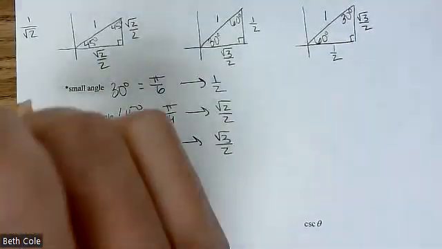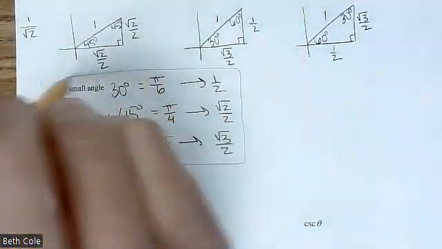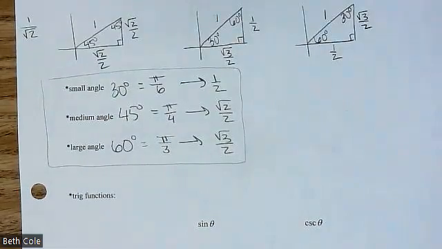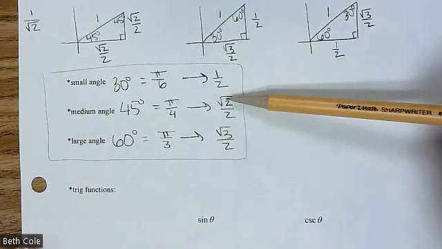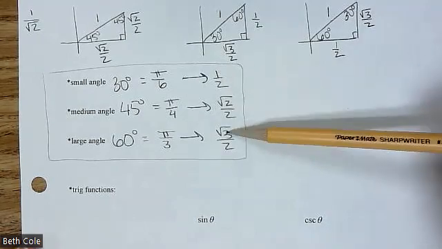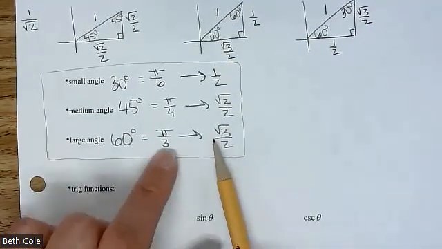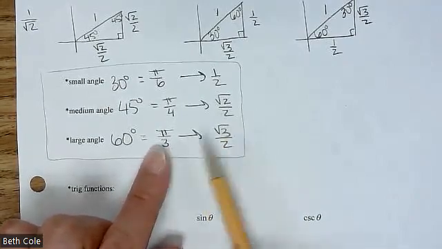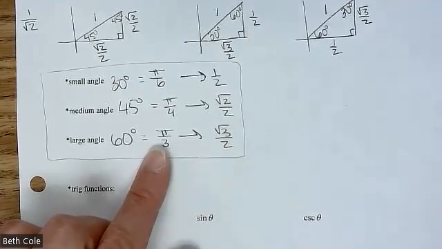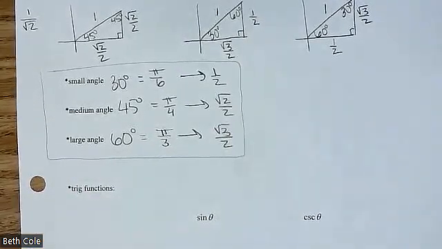However you want to remember this is up to you. I remember it small, medium, large. Some people will remember it this way. Do you see how this goes 1, 2, 3? Some people will remember the ones with the 3's go across from each other, like the pi over 3 and the square root of 3 over 2 go across from each other. Up to you how you remember it. There's a lot of different ways, but that's what you got to remember how to do.